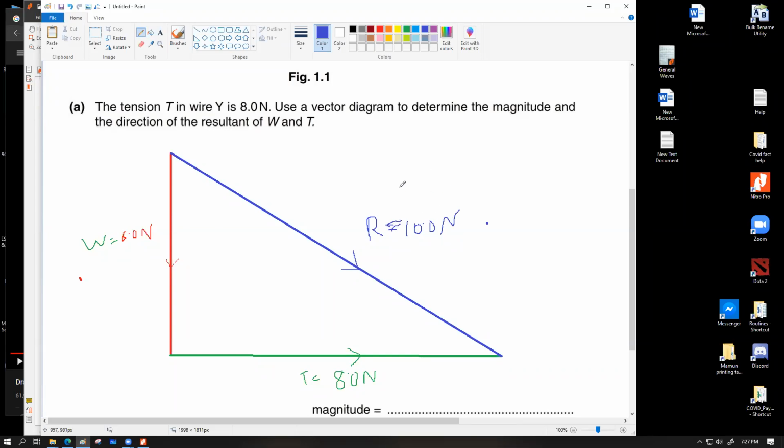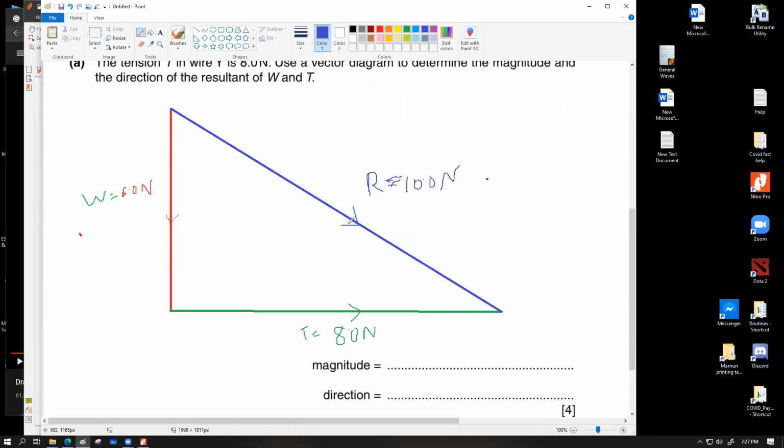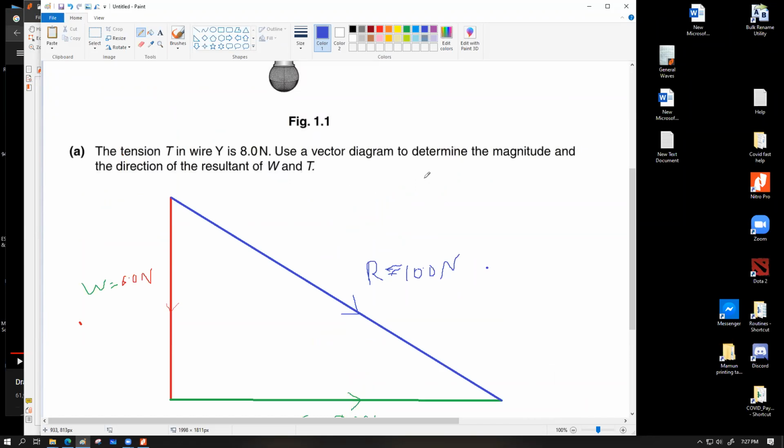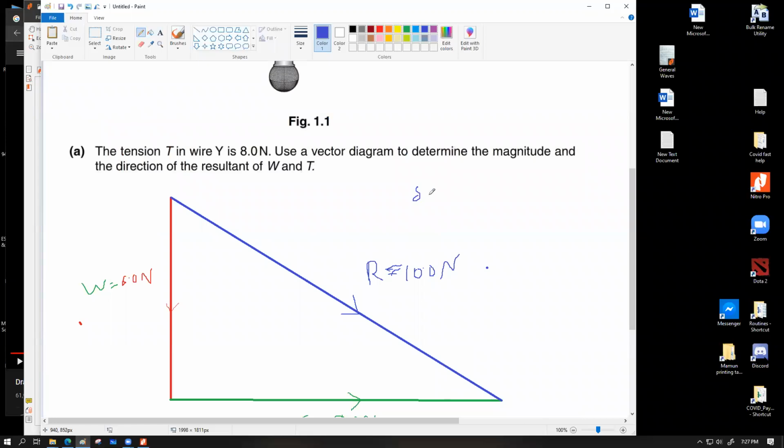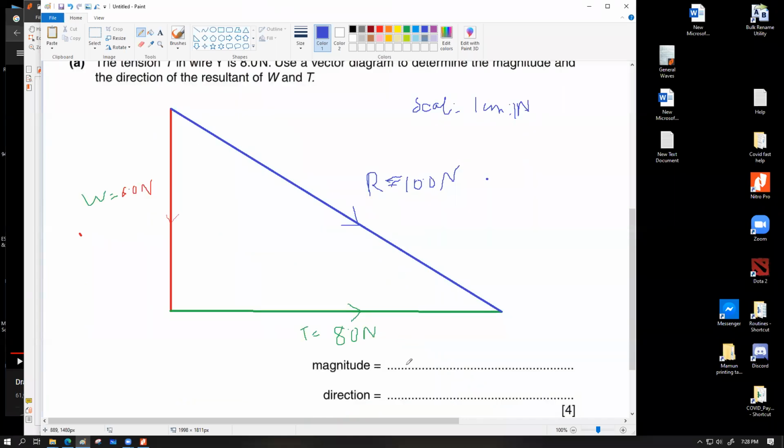What is pretty important is that in your vector diagram, you should always write the scale, whether the question asks for it or not. If the question asks for it over here, you should write it over here. If the question doesn't ask for it, preferably always write the scale. So you should write like this: scale 1 centimeter is to 1 Newton. That's what you use in this figure. So that goes without saying. Now, how are you going to give the direction?